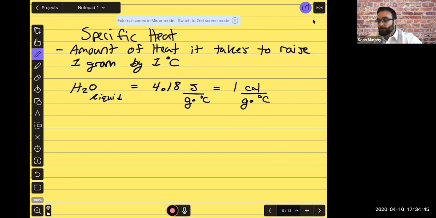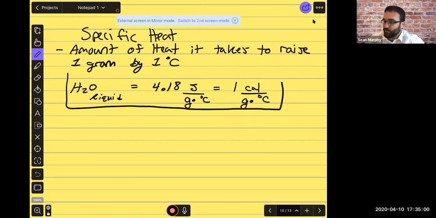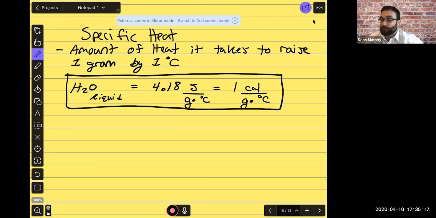Now, water, again, has one of the highest. Liquid water, ice and gas have different heat capacities, and we get 4.18, or you can be a little bit more specific, 4.184 joules for every 1 gram raised by 1 degree Celsius. Same thing, if we're using American units, 1 little calorie is the amount of heat needed to raise 1 gram. That's why 1 gram is on the bottom, and then 1 degree Celsius is on the bottom as well. Okay.